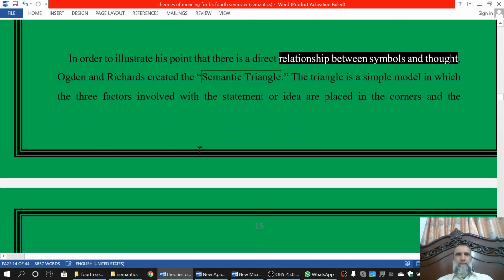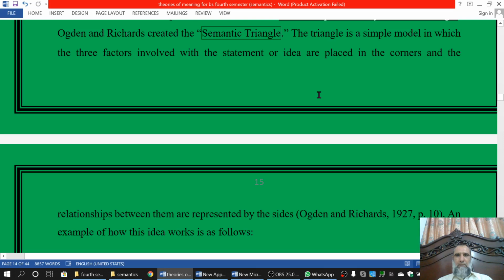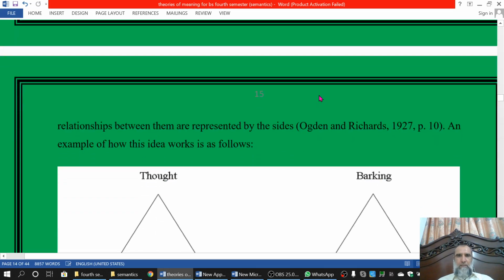In this next paragraph we learn that though there is no direct relationship between symbol and the thing it represents, however there is a direct relationship between symbols and thought. So symbol is directly related with thought but not directly related with the thing it represents. And Ogden and Richards, as you know, created the semantic triangle. We have already discussed the semantic triangle and we will discuss it now once again.